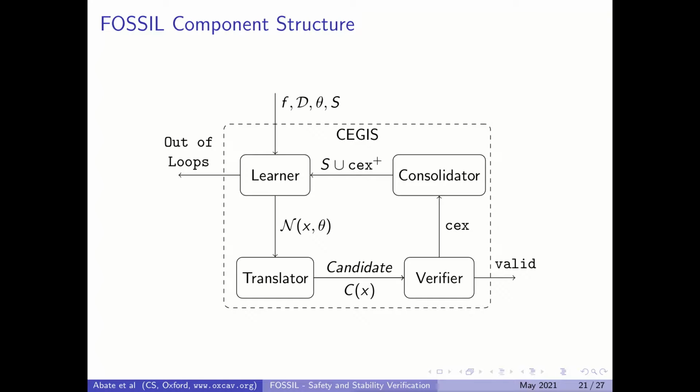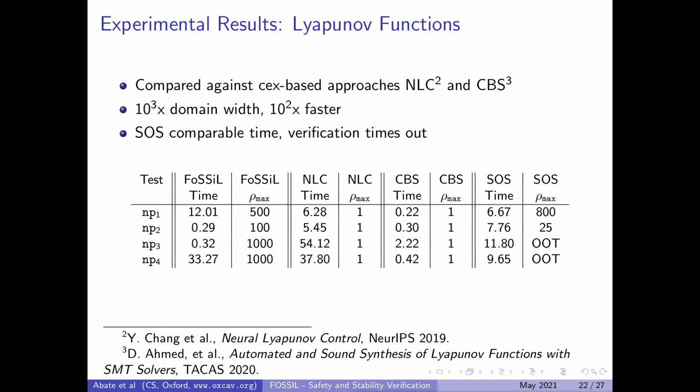So the real key part of Fossil is this enhanced communication between the learner and the verifier, provided by these two intermediate components that we call the translator and the consolidator. In our experience, this enhanced communication not only improves the robustness of the CGIS procedure for synthesis of these certificates, but also improves the speed at which it's able to do so. Because of this, I'd like to take some time now to demonstrate the efficacy of the tool using some experimental results. So to begin with, let's consider some results for Lyapunov functions.